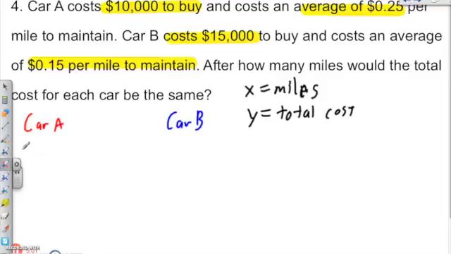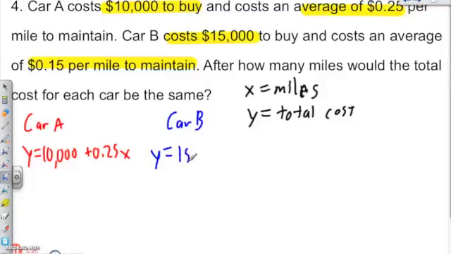So for car A, our total cost is going to have to take into account the $10,000 that we are spending to buy the car, and the 25 cents per mile. Remember, we don't know how many miles, so we're going to use x, and that's going to be how we would calculate the cost for car A based on how many miles we've driven. Car B is going to be set up in a similar way. We're going to have y equals the $15,000 that it cost up front. Remember, it cost $15,000 to buy. And this time we're going to add the 15 cents per mile that it costs to maintain it.